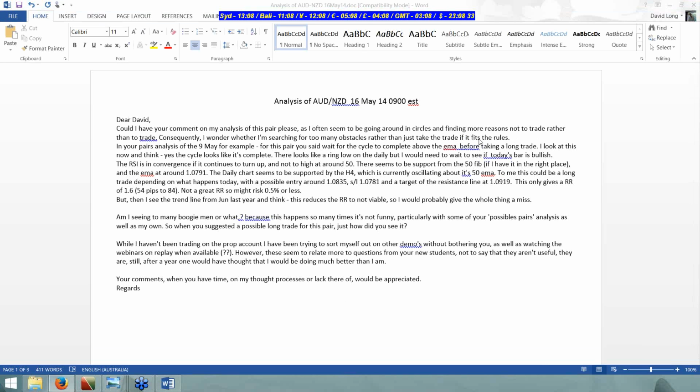Analysis. Going around in circles and finding more reasons not to trade. Consequently, one was searching too many obstacles to fit through new pairs on the 9th of May, for example. This pair you said wait for the cycle to complete above the EMA before taking. I took this, and now I think yes, the cycle looks like it's complete. When did this come in? Friday.